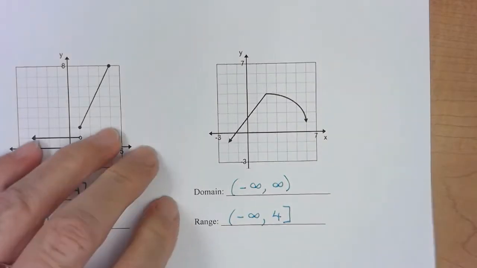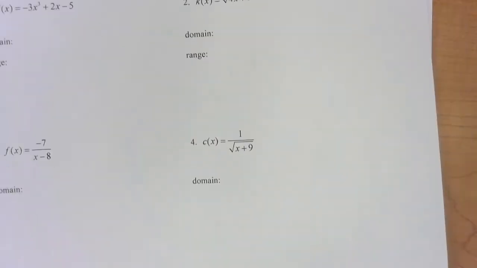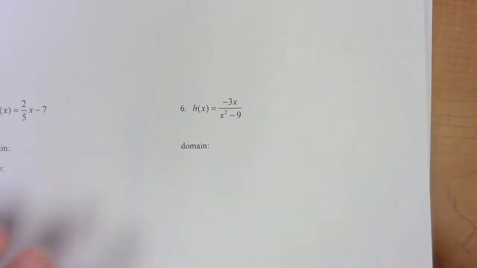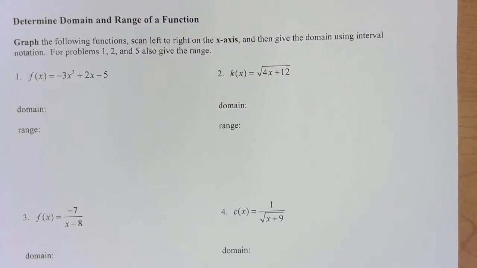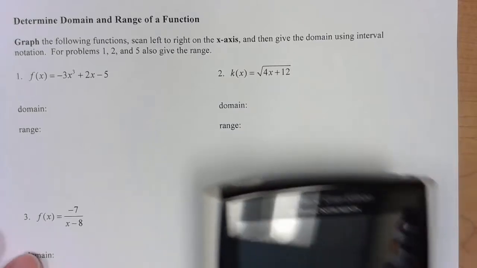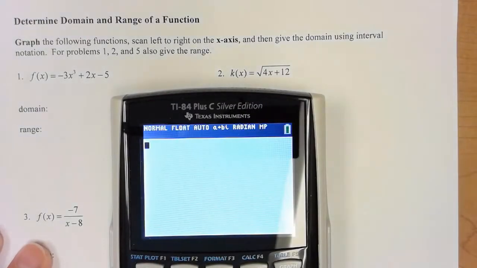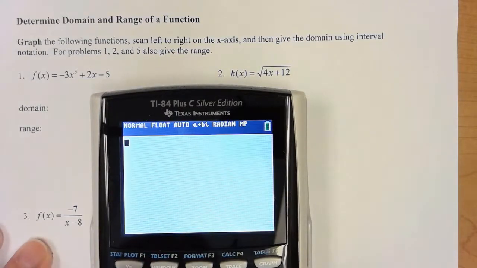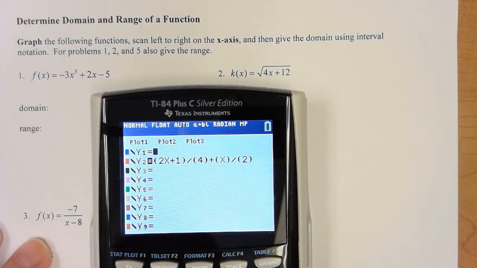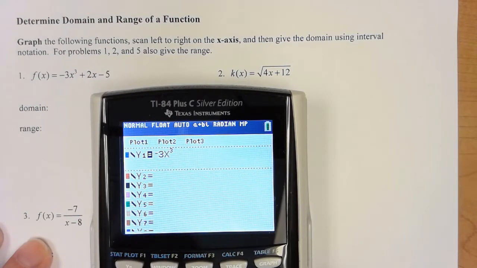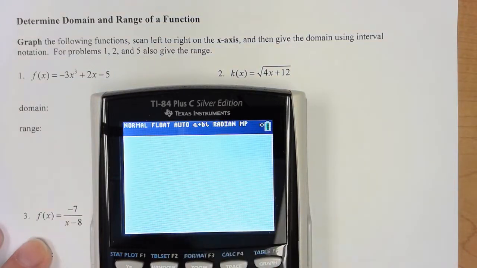So I've got a few more problems to look at, but we have to graph those. Some ask for domain and some ask for range. So let me get this back down here. So I'm going to have to get my calculator on. Let's go graph. Negative 3x to the third plus 2x minus 5. Let me do a zoom 6.